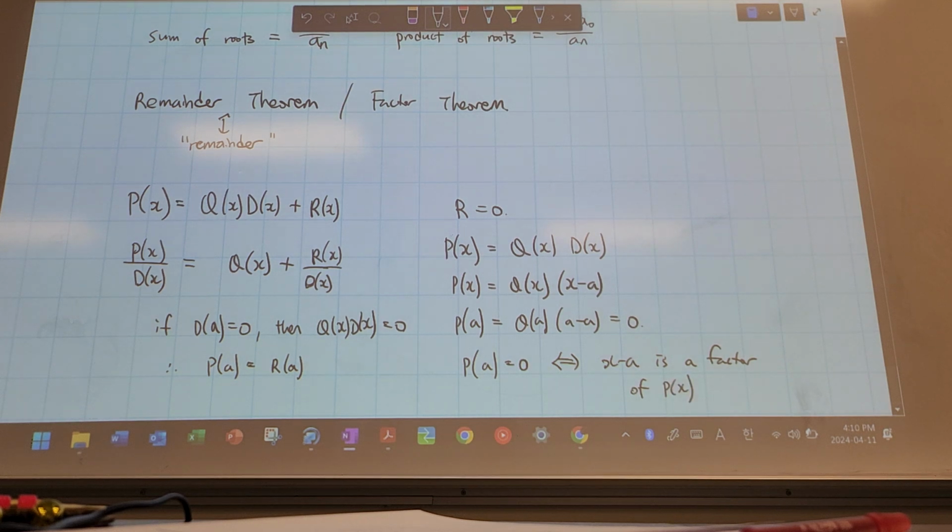Okay, does that make sense? Yes. If p of a is 0, it means that x minus a is a factor of p of x, because there's no remainder, right? What if q of a is equal to 0? Then it means that q of x has that x minus a factor as well. Then we say that it has a factor of x minus a squared. Twice. Yeah, twice. Okay. I've never thought of it that way.